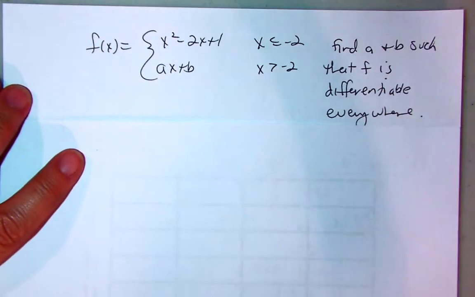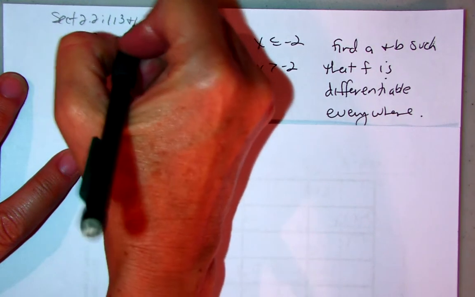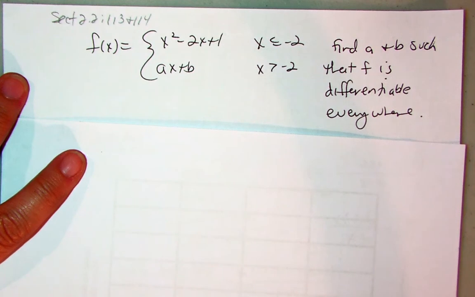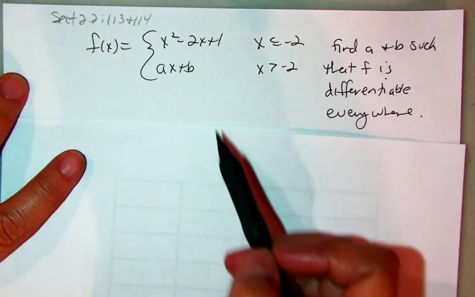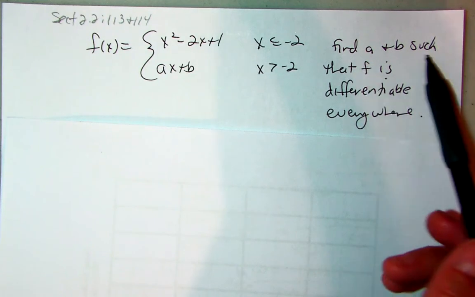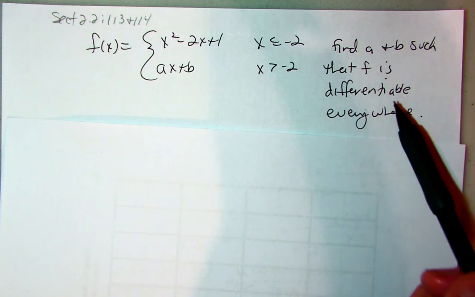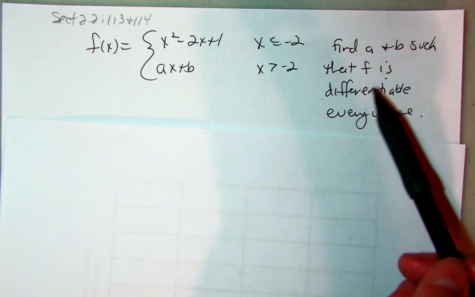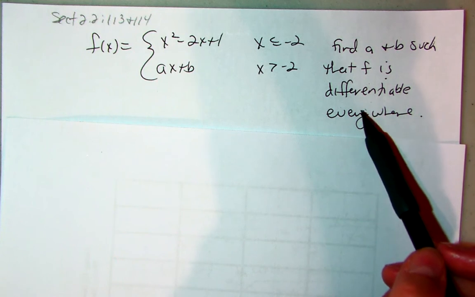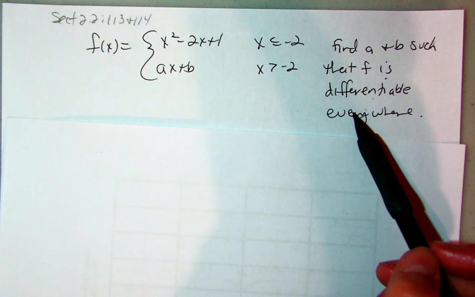Now, this pertains to the homework in section 2.2, 113 and 114. We have seen something like this before, except what it told us about it is different. So I have my piecewise function, but notice it has my a's and b's. Look what it's saying: find a and b such that f is differentiable everywhere. When we did these back in chapter 1, we said find a and b such that f is continuous everywhere. Now I'm saying it's differentiable everywhere. And we know if it's differentiable, it is also continuous.